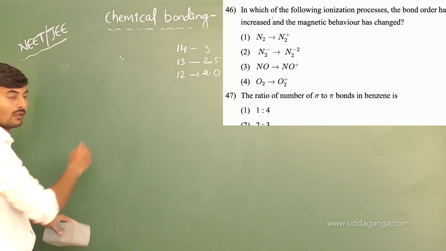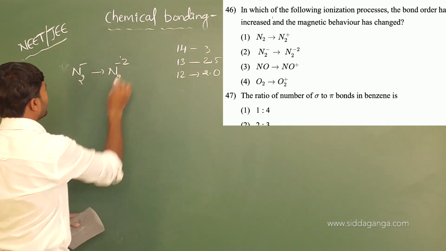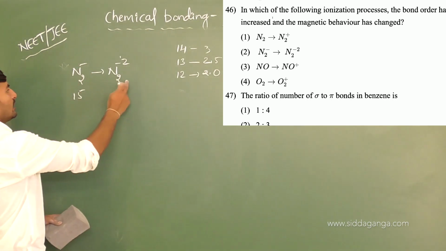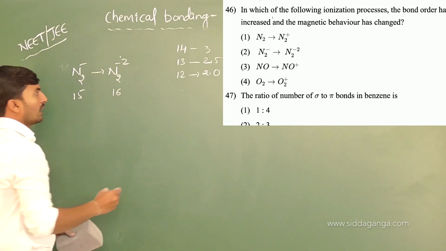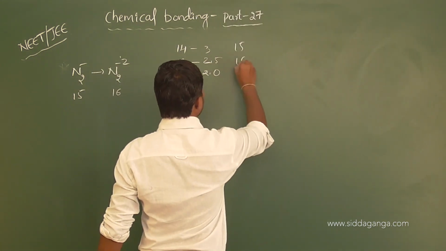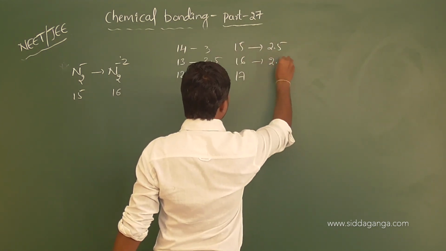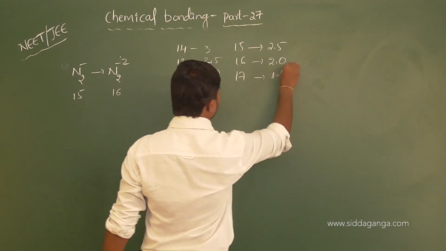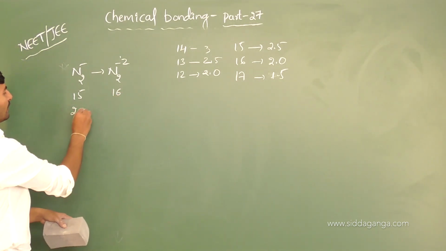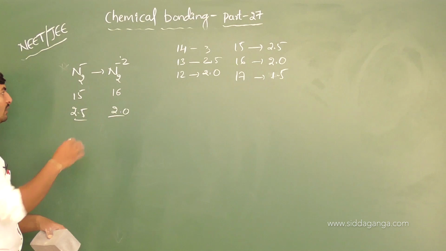Second one, N2 minus followed by N2 2 minus. N2 minus: N2 is 14 electrons, with the addition of a single electron that will become 15, and N2 2 minus means 16 electrons. Okay, what happens here? 15, 16 and 17. 14 has 3, 15 has 2.5, 16 again 2 and 17 1.5. If it is a 15 electron system, bond order is 2.5. For 16 electrons it is 2. Again it has decreased. Okay, this is also a wrong option.